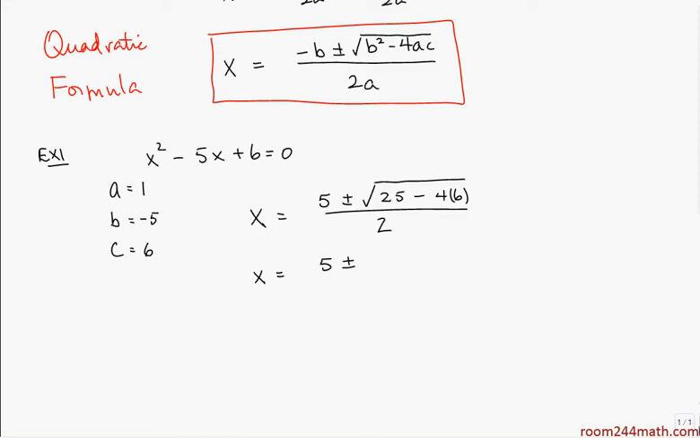So let's simplify this. This is 5 plus or minus 25 minus 24 is 1. And the square root of 1 is just 1. So this is 5 plus or minus 1 over 2. And since this is rational, there's no radical involved, we can simplify this quite easily. We can write this as x equal to 5 minus 1 over 2, or 5 plus 1 over 2. And these are the expected roots that we can get by factoring as well, 2 and 3. Very nice.